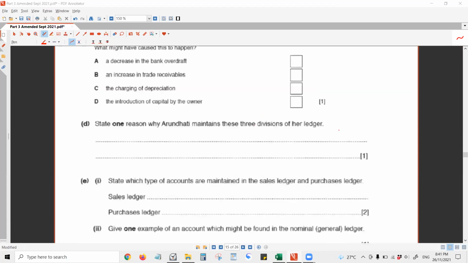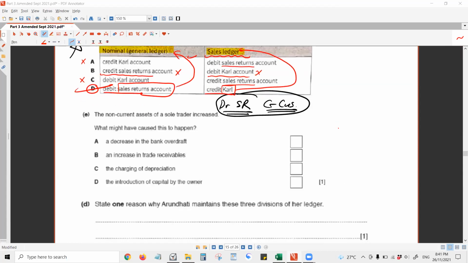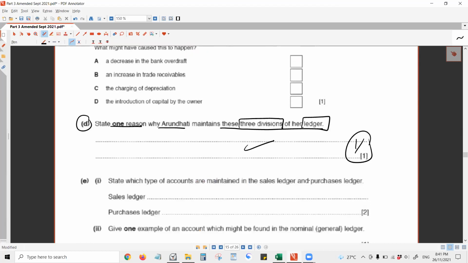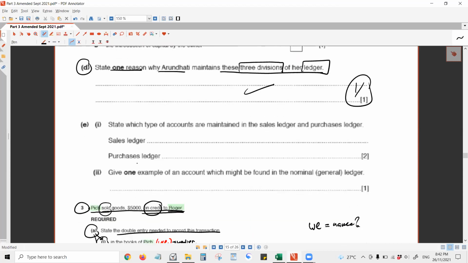Okay, then on the same page, you see question D. Question D is also a past exam question that I extracted from the past exam paper. One reason why Arundhati maintained these three divisions of her ledger. So again, they ask you why you divide the ledger book into three sections. The answer, you copy and paste from the notes section. Just do it on your own. I just want you to see that it's possible for them to ask you such a question in the exam.